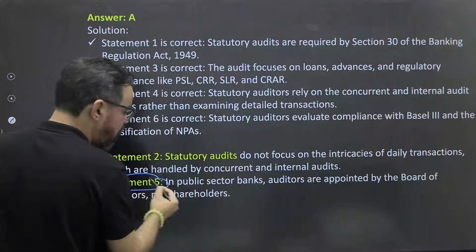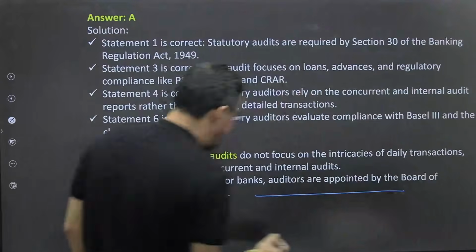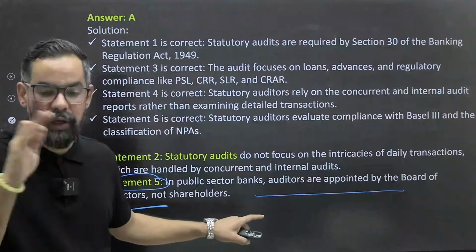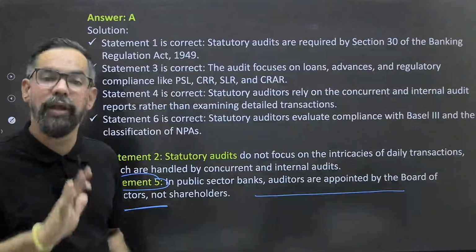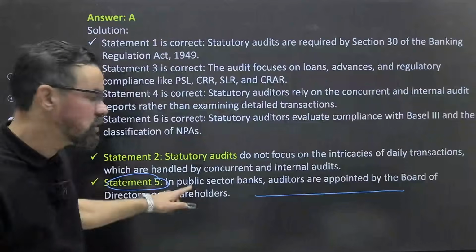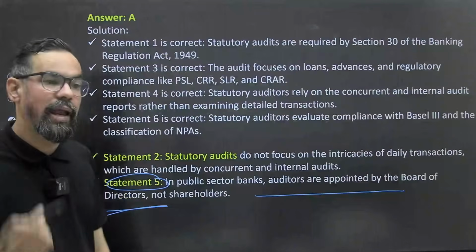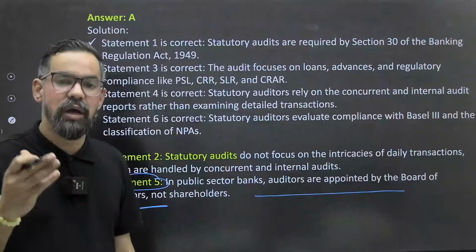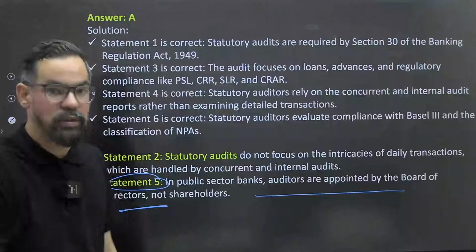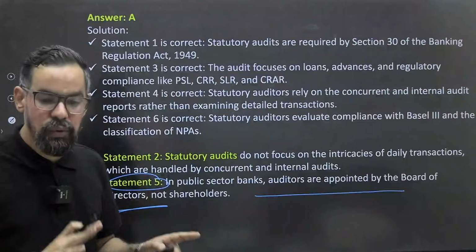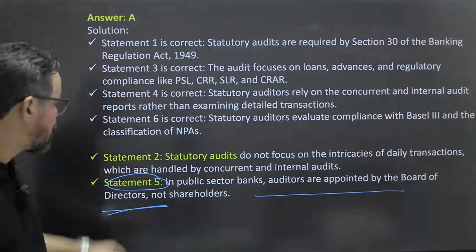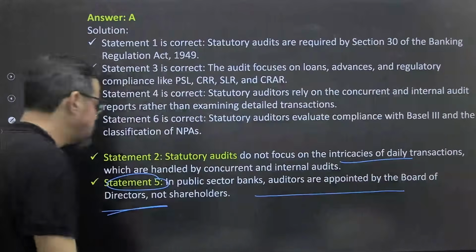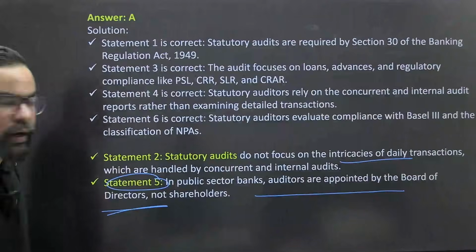So statement 5, public sector bank auditors are appointed by the board of directors, as I told you. But before appointing, reappointing and termination, you have to take prior approval from RBI. So this is the basic rule around this one. And who can be auditors? Anyone by law, Section 227 of the Companies Act 2013. Anyone who is eligible to do audits is eligible for this one, right? So statutory audits do not focus on the intricacies of daily transactions, which are handled by the concurrent or internal audits.